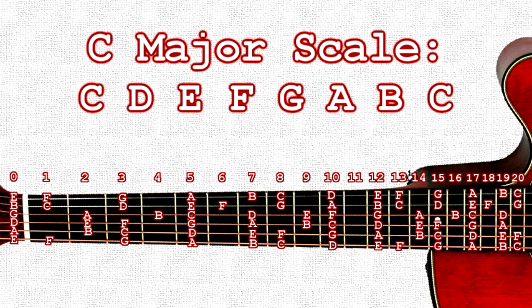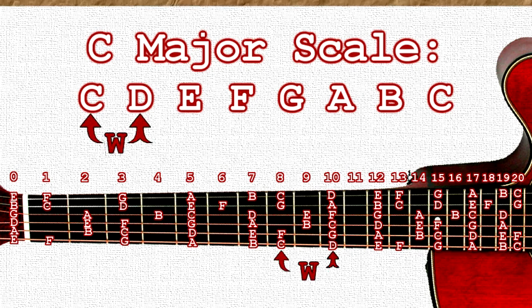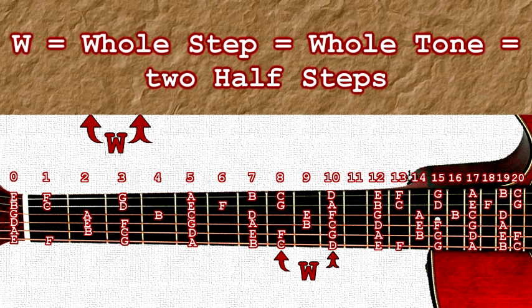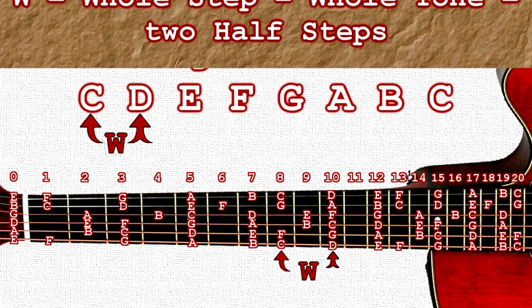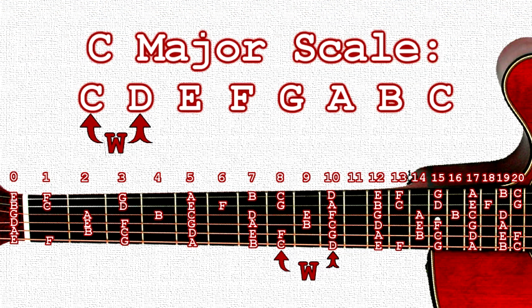The C major scale starts off on a C note and moves up 2 half steps to a D note. 2 half steps are equal to 1 whole step, or 1 whole tone as it is sometimes called. So the distance from C to D is known as a whole step or whole tone. The next note in the C major scale is an E, which is a whole step up from D.